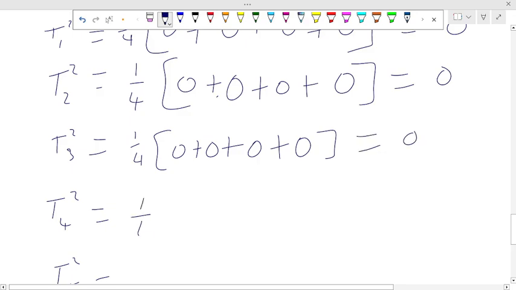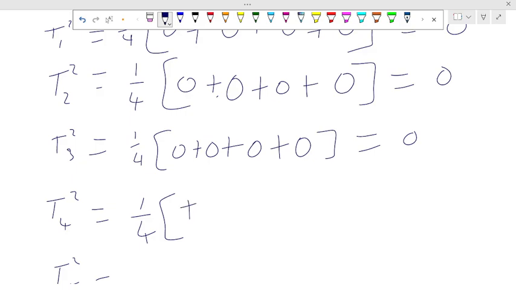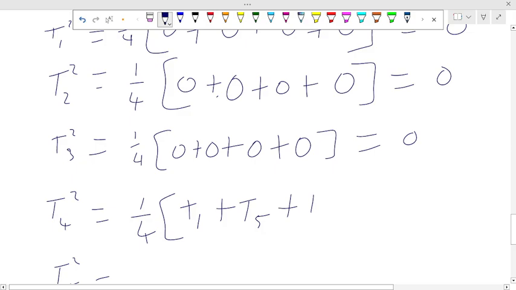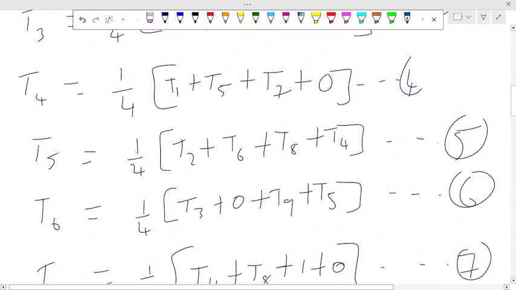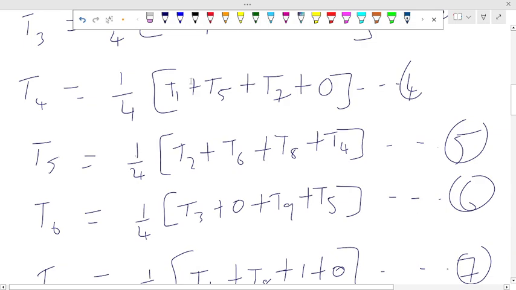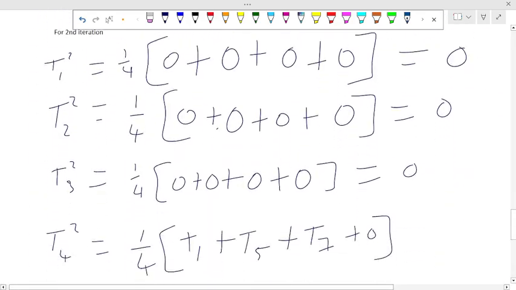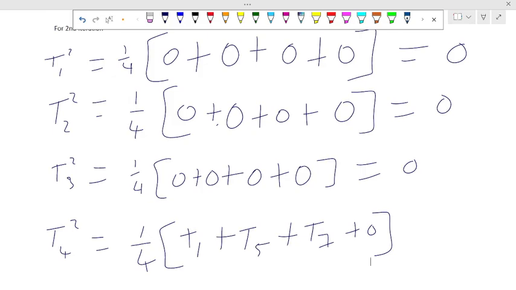So for the next one, T4 will give us, I'm just trying to picture the image. T4 will give us T1, and the next will be T5, and the next will be T7, and the next will be 0. I think this should be it. Just trying to picture it in my mind. That's T4 now. Yes, correct. 1570. Correct. 1570. 1570.